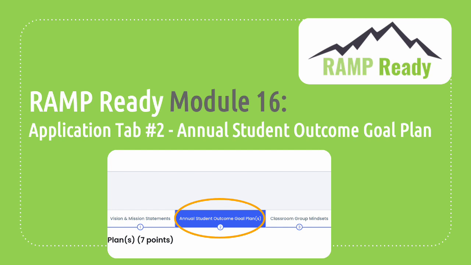We are on to Tab 2. On Tab 2, you will be explaining your planning process and your annual student outcome goals. We remind you that you will be addressing only 2 goals for your RAMP application, even if your program chose more goals than that during your planning year.